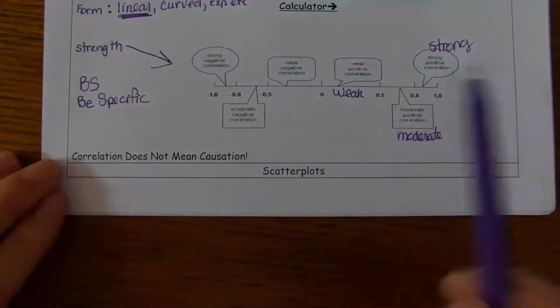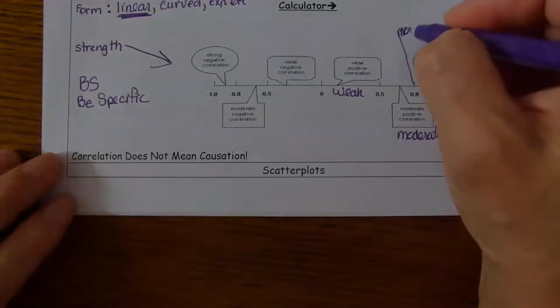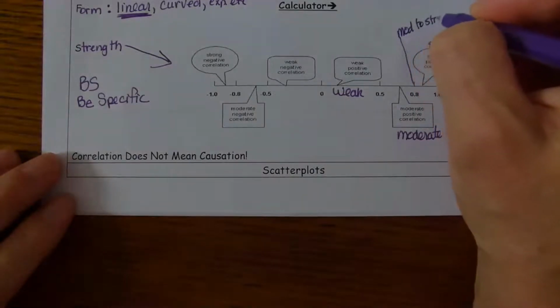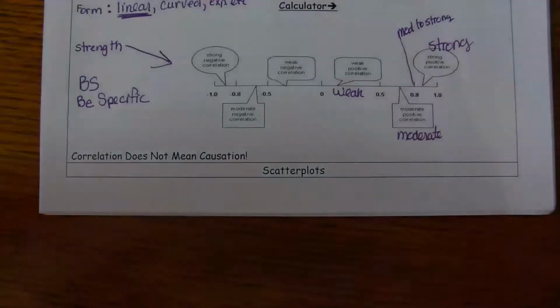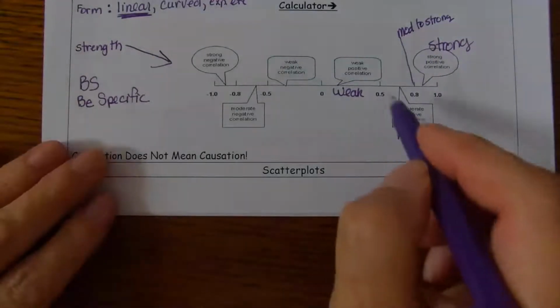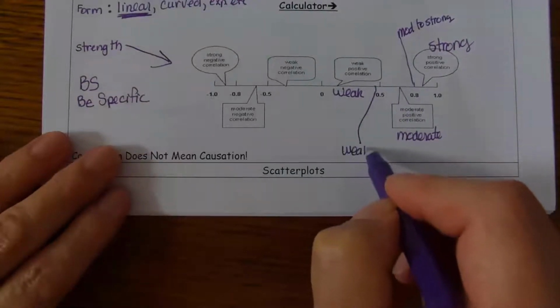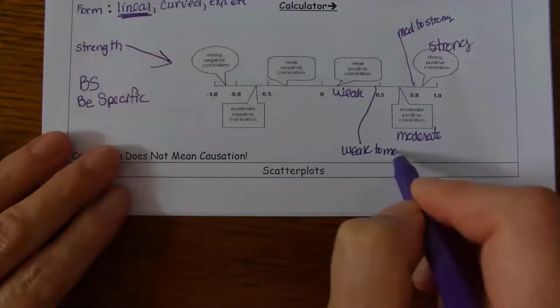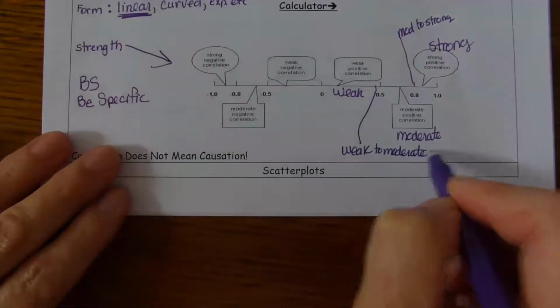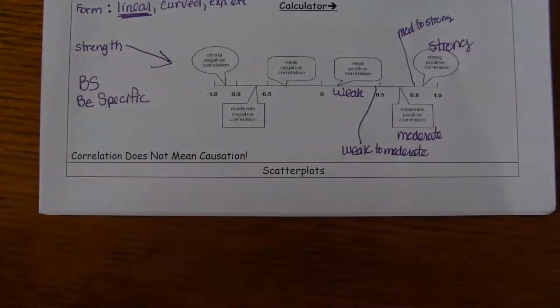So weak, moderate, strong. If I were right there, I would say moderate to strong. We don't have to say weak or moderate. We can say weak to moderate, right? If it's moving up, like if I were right in this area, I might say weak to moderate. Because you're the statistician and you're trying to explain to someone what's happening with these variables. What kind of relationship is going on? Why do we do that?